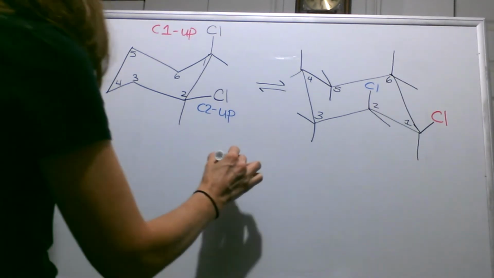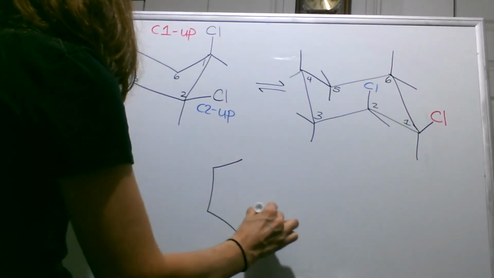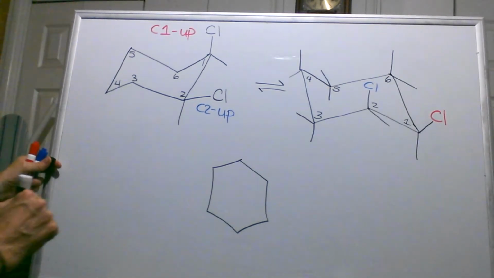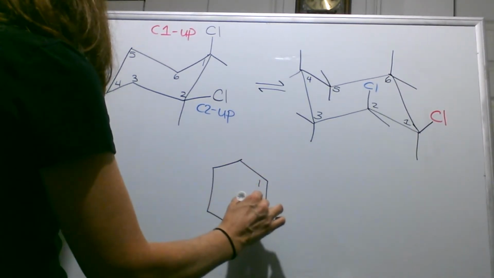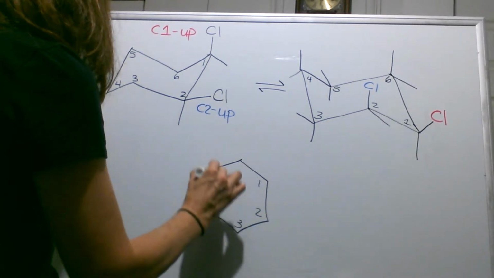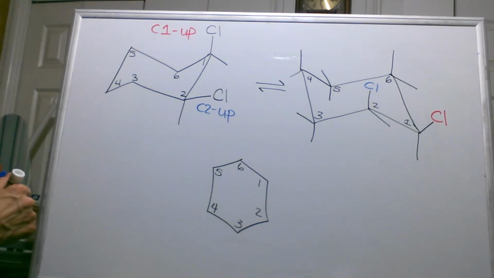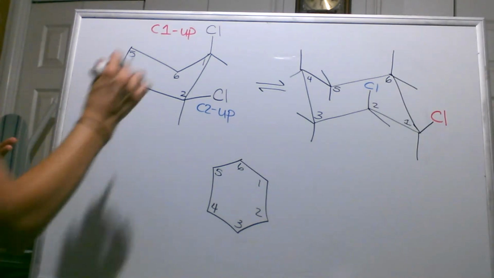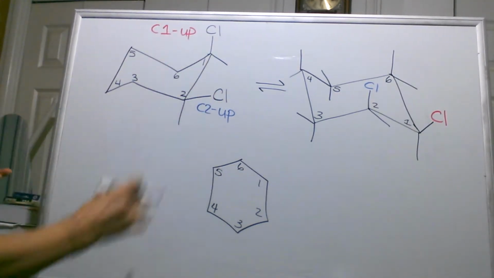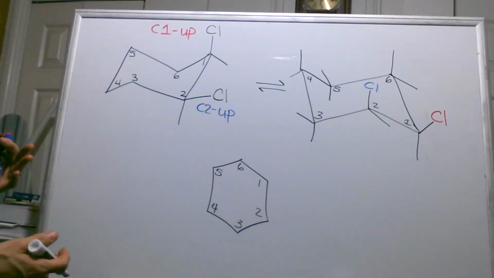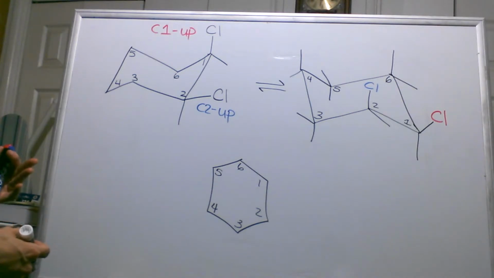The last thing that we need to do here is draw the perspective drawing. So we're just going to draw our hexagon cyclohexane. We can number these carbons wherever we want because we are going to put the substituents on the carbons where they need to go. And then we just pay attention to whether those substituents are pointing up or down. If they're pointing up, we draw a wedge. If they're pointing down, we draw a dash in order to show the perspectives of those bonds.